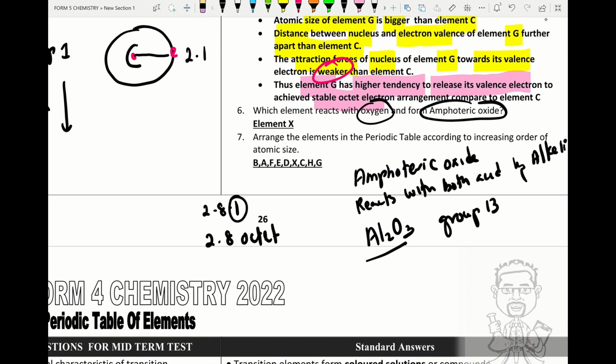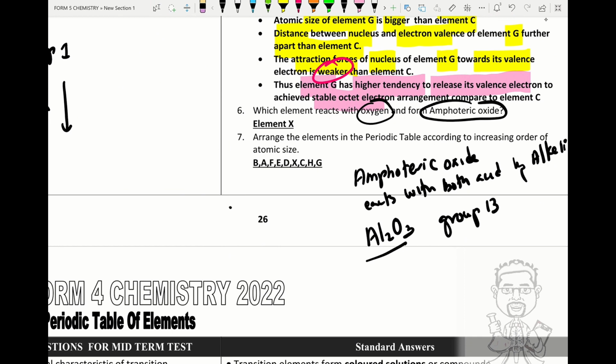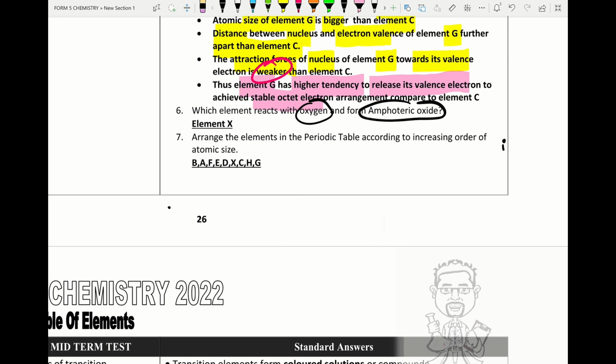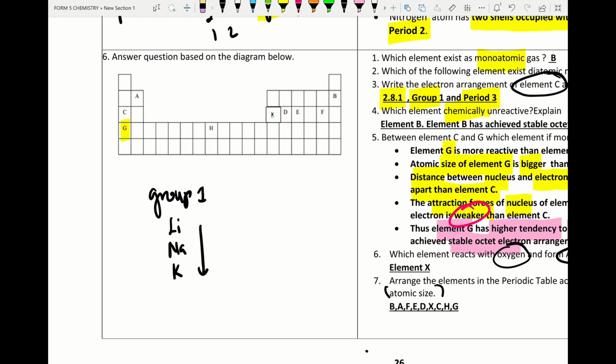And try to check the next question. Question number 7: arrange the elements in the periodic table according to increasing order of atomic size. So how to arrange the elements according to increasing order of atomic size? We try to check which one is the smallest atom or element. B will be the smallest. Which one will be the biggest? So G will be the biggest.